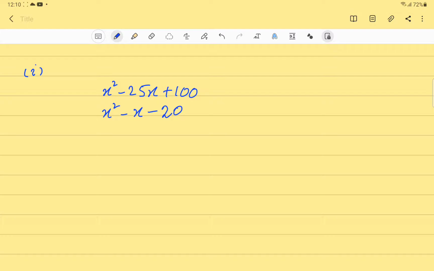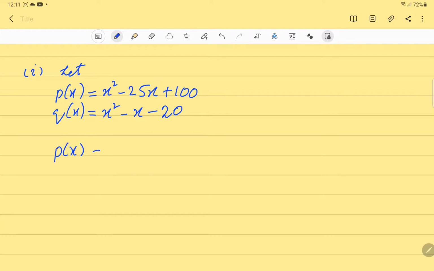Let us give some name to these expressions. So let P(x) equal x squared minus 25x plus 100 and Q(x) equal x squared minus x minus 20. Now we will factorize these expressions one by one. So let us take the first one first.